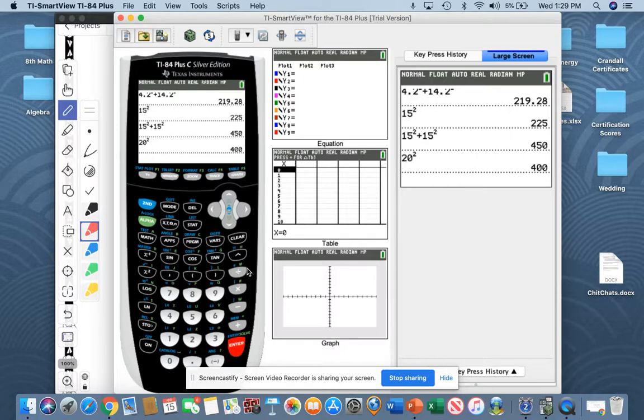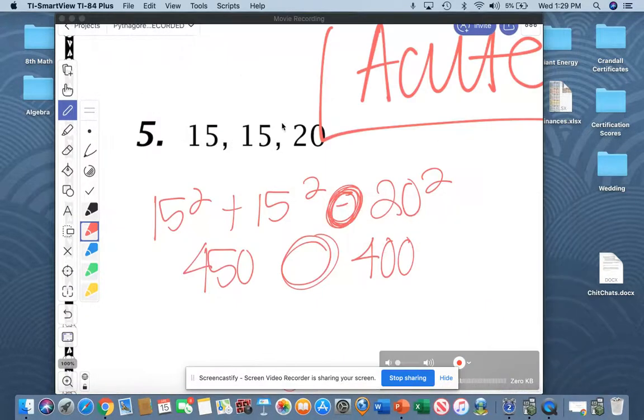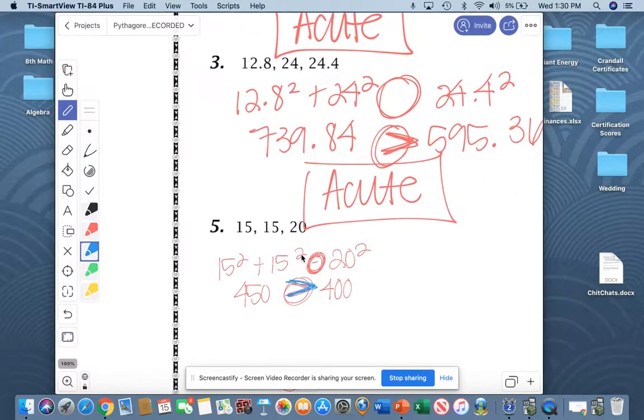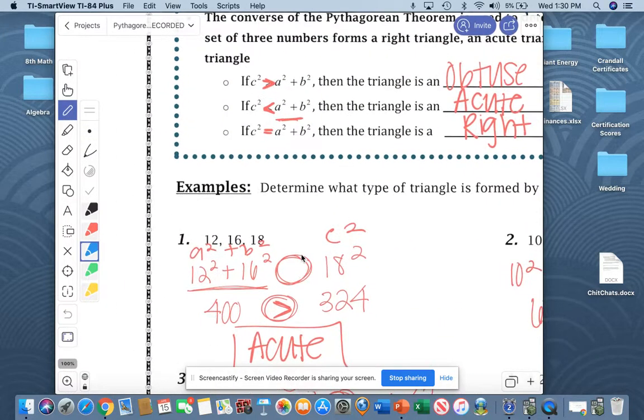So if I go back here, 450 is greater than, probably should be doing this in a different color so you can see, is greater than 400. So if a plus b is greater, then it's an acute.